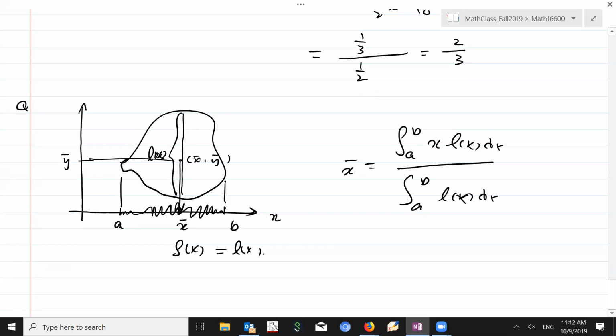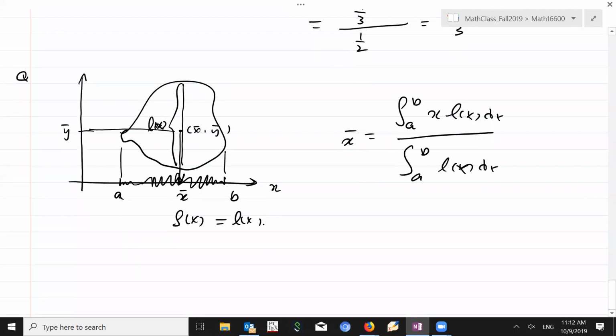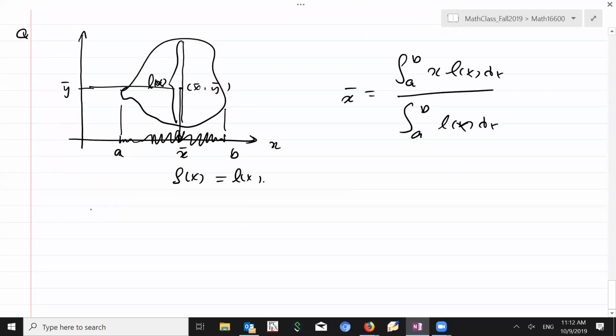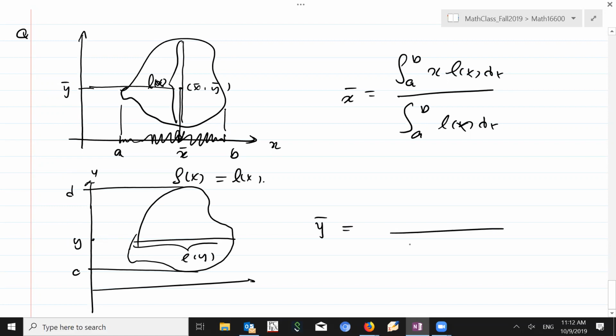If the length of the cross-section is larger, there is more density at that area. So the density function should be the length of the cross-section times some constant. To find the y-coordinate, you have to do the same, but project the same region to the y-axis. And this is y, and that would be L(y). So y bar is going to be the integral from c to d of y L(y) dy.